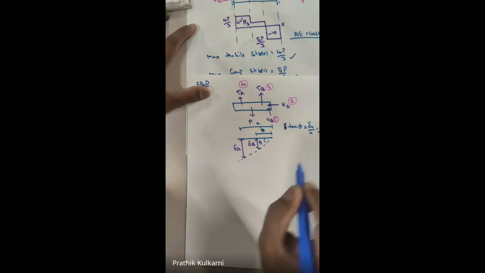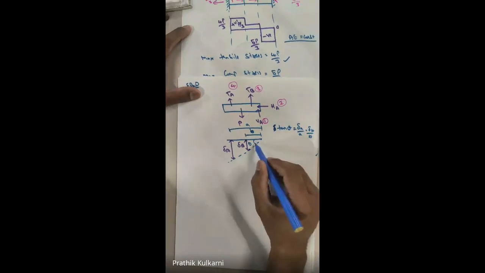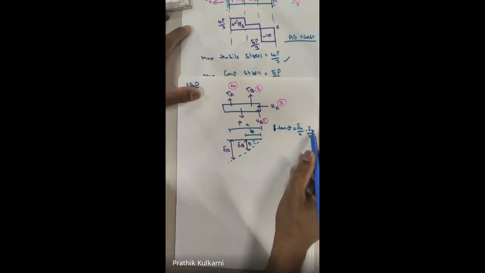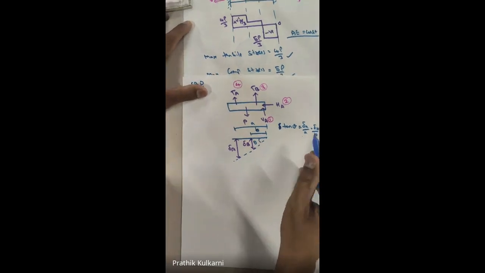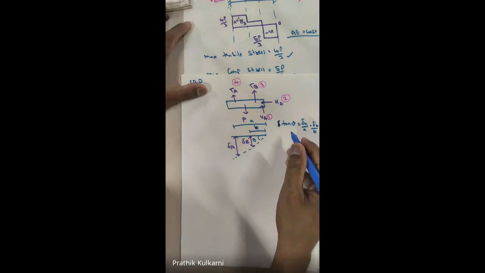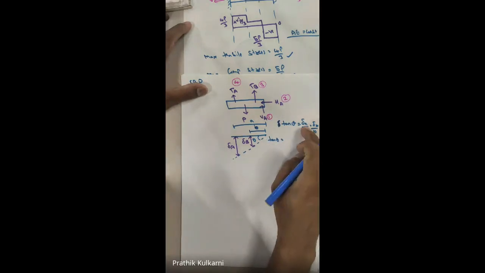Can I write tan theta? So tan theta is nothing but delta A by A is equal to delta B by B. This is the equation which we have. Very good. If this is the equation we have for tan theta, then what is delta?